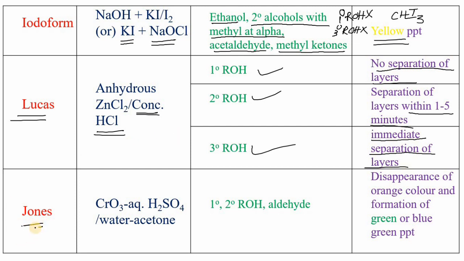Jones test. The reagent is chromium trioxide dissolved in aqueous H2SO4. After that, it is diluted with water and acetone. This one is used to identify primary, secondary alcohols and also aldehydes. In this case, there is a disappearance of orange color. The chromium trioxide or chromic acid has orange color. This orange color will be dissipated and there is a formation of green or blue-green precipitate in Jones test.